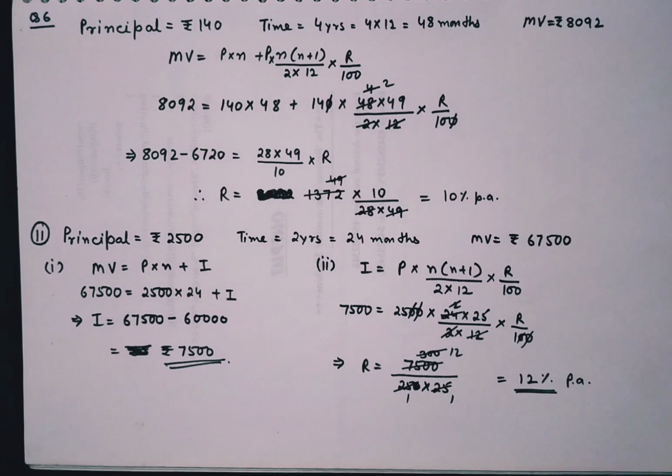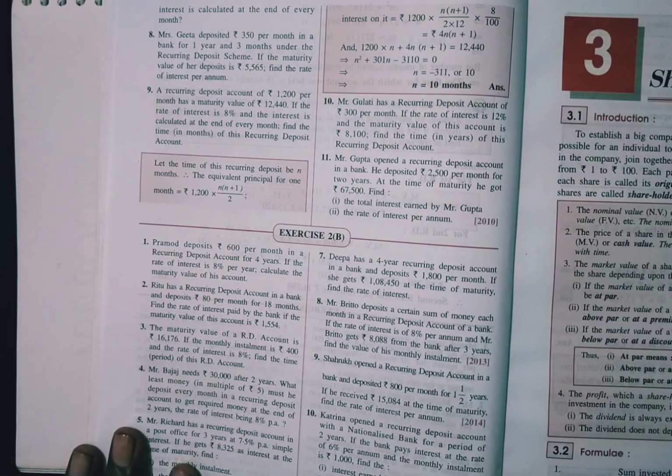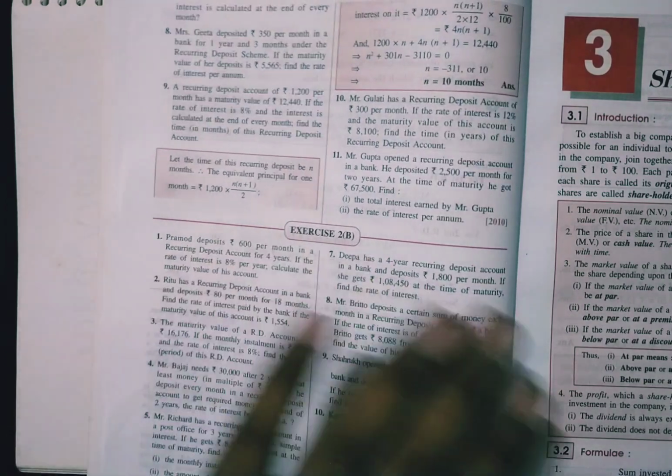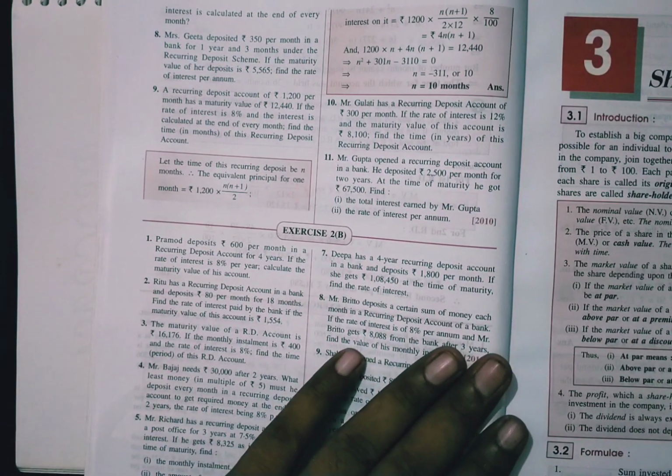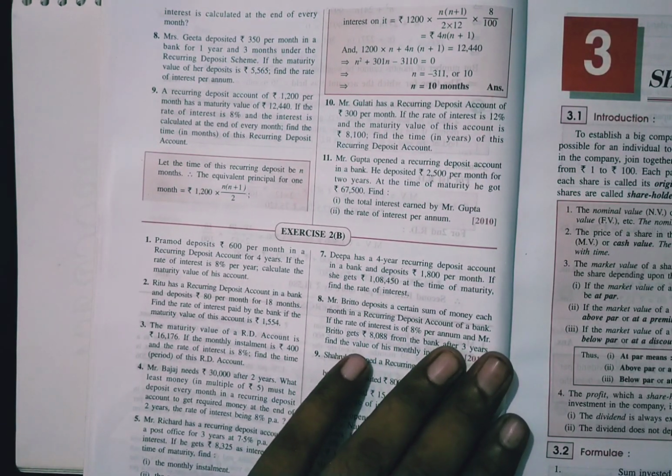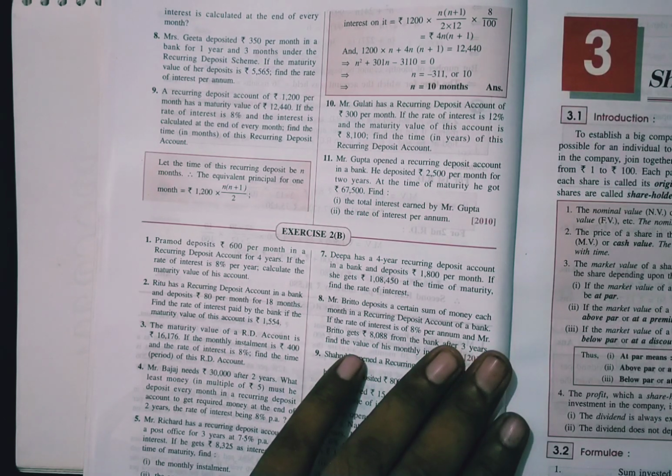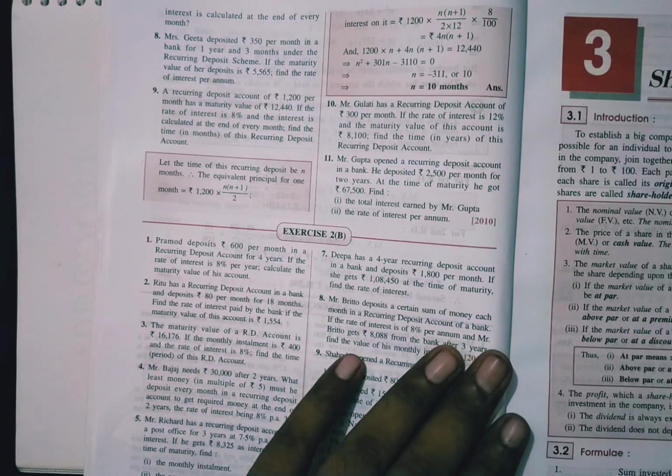Now we'll see the question based on the concept in which we have to find the time period for which the recurring deposit scheme is being formed. Here we see question number 10. Mr. Gulati has a recurring deposit account of rupees 300 per month. If the rate of interest is 12% per annum and the maturity value of this account is 8100, find the time in years of the recurring deposit account.